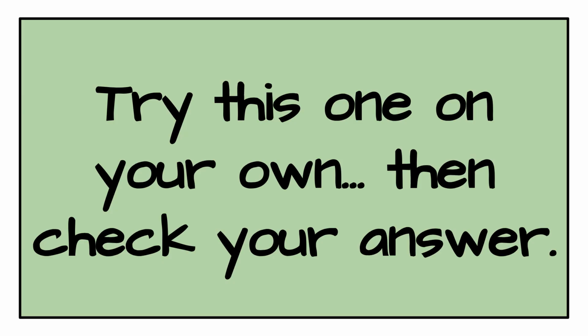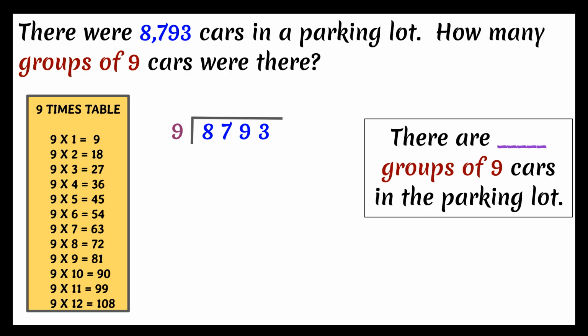Pause the video and use your mathematical skills to try this one on your own. Then check your answer. The problem is, there were 8,793 cars. How many groups of 9 cars were there? Remember to follow the steps. Divide, multiply, subtract, and bring down, keeping your numbers aligned.